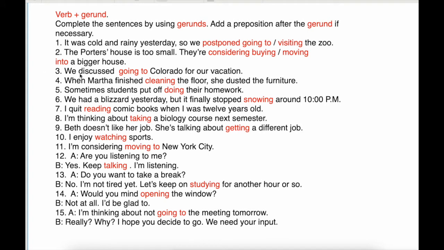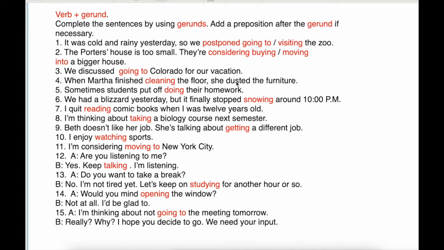Number 3, we discussed going to Colorado for our vacation, but your answers could be different. As here I use going to, or you can say flying to Colorado, or driving if you want to use your own car to Colorado. Those are, of course, true. When Martha finished cleaning the floor, either cleaning, mopping, washing, or dusting, whatever, she dusted the furniture.